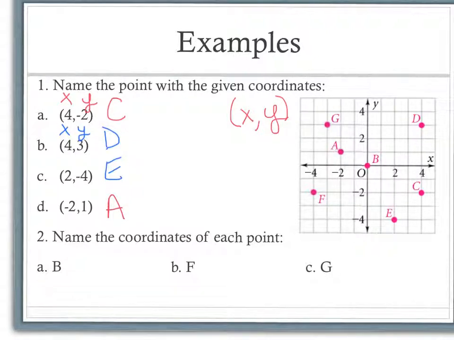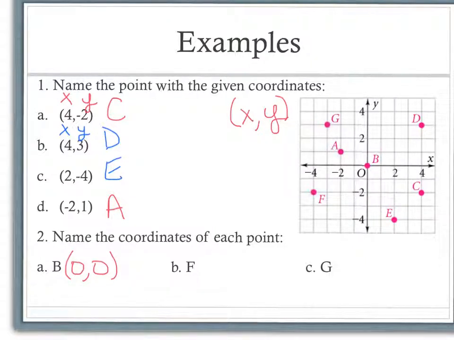Now in number 2, we're going to refer to the same graph, but this time we're going to name the coordinates for each point. So if I want to name the coordinates for point B, and I locate that point, B is in the center. Actually it's at the origin, which we wrote down earlier would be (0, 0). So that's the point where x is 0 and y is 0.